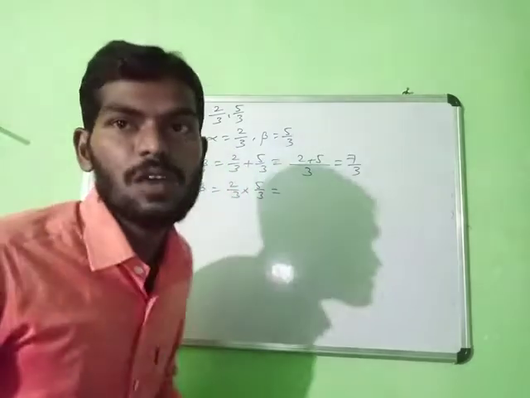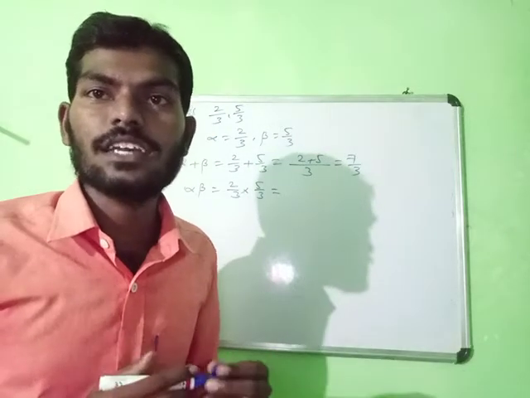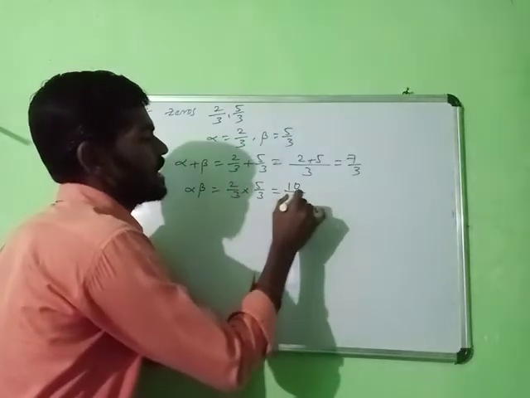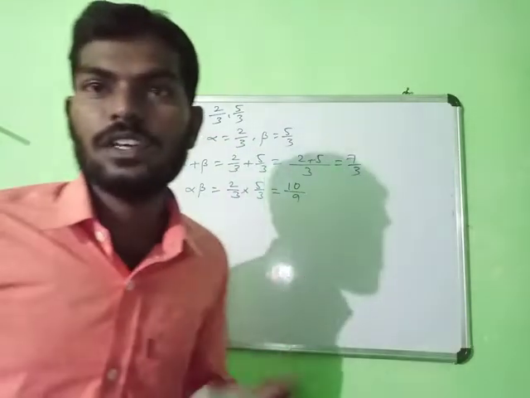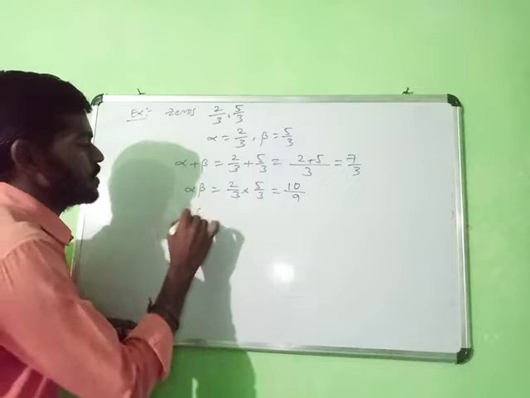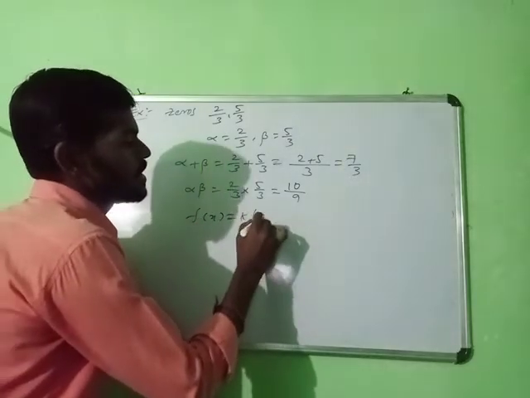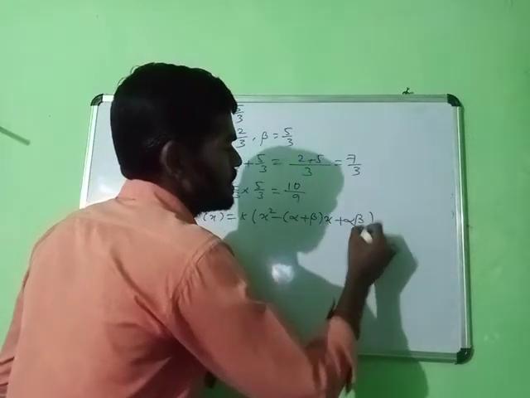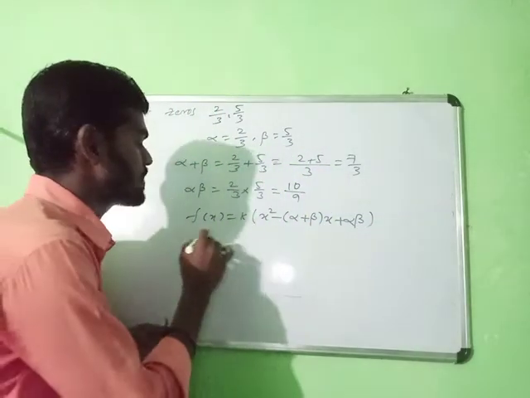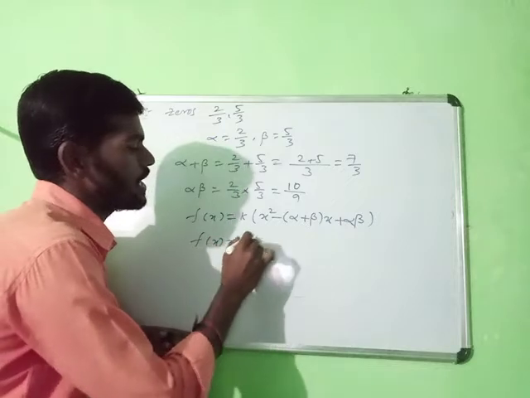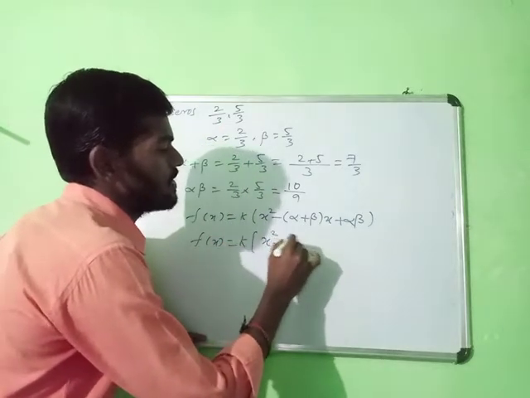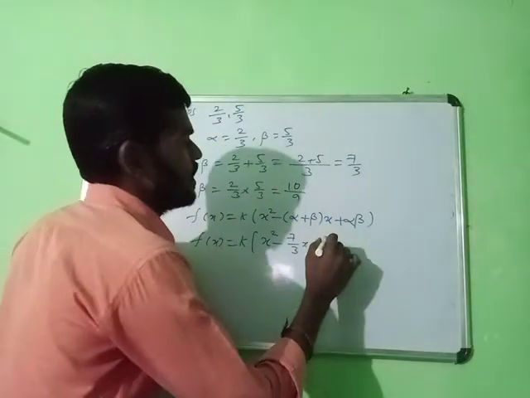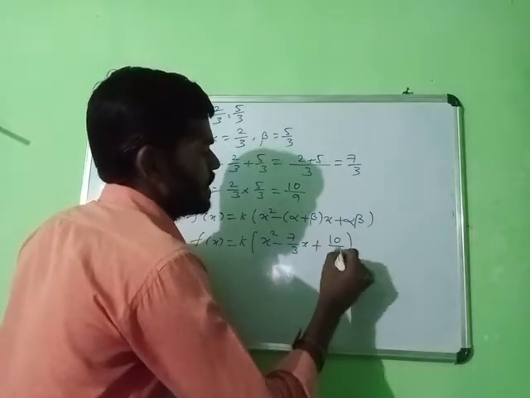Now, multiplication of fractions: take the product of numerators and the product of denominators. 5 twos are 10, and 3 threes are 9. This is the product of zeros. Then what is the formula? f of x equals k into x square minus (alpha plus beta) into x plus alpha beta. Substitute values here: f of x equals k into x square minus 7/3 into x plus 10/9. This is the answer.